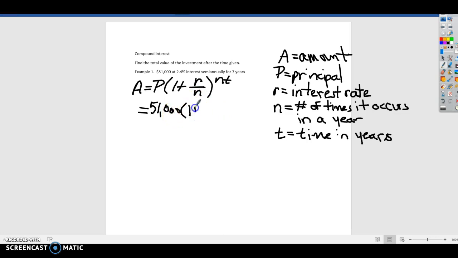So we're going to have 1 plus, and our interest rate has to be changed to a decimal. So 2.4%, you would move that 2 decimal places. So that's equal to 0.024. So that's what we're going to put in for R.